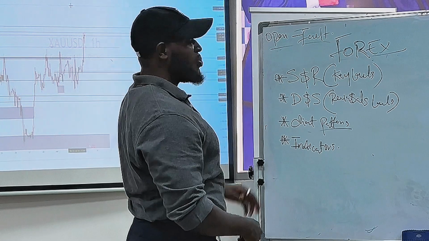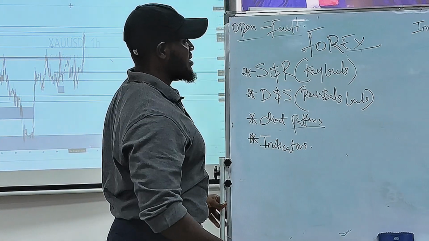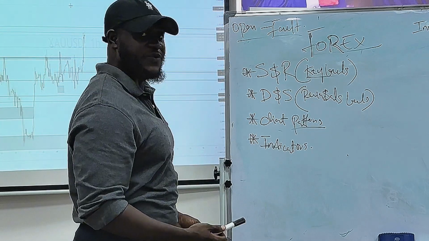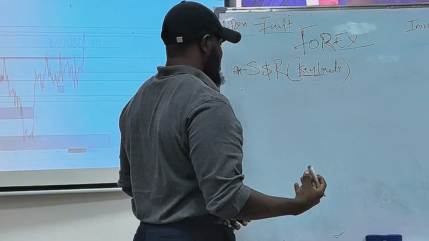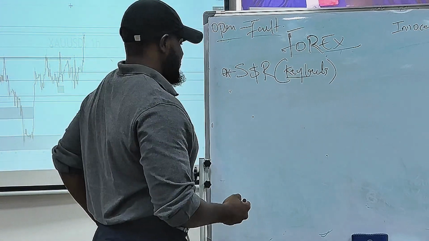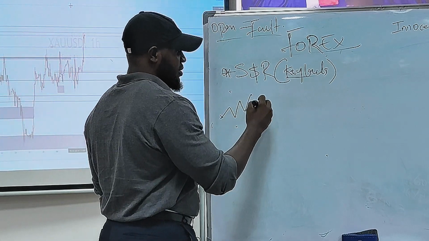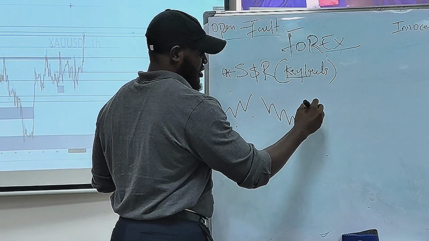So, support and resistance. We're talking about support and resistance with focus on key levels. So here's the view I want us to have on support and resistance. We say the market moves in two forms. Right here. So the market moves in uptrends, downtrends, and sideways trends.